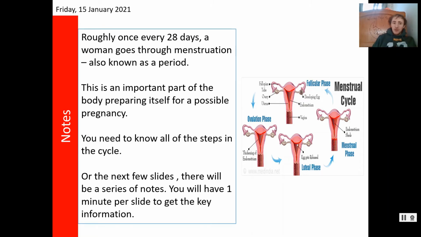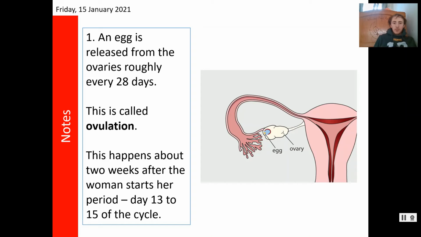So, firstly, number one, technically it's a cycle, so you can start anywhere. I'm going to start with an egg being released from the ovaries. Now this happens roughly once every 28 days. It is extremely important you understand that not every woman has a 28-day menstrual cycle. It can go a very wide range around that. But 28 days is kind of your dead average.